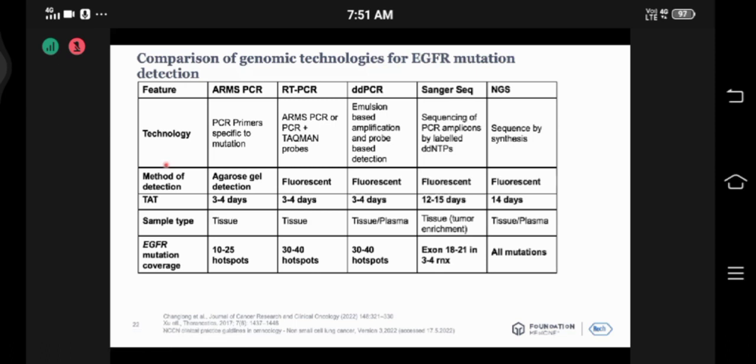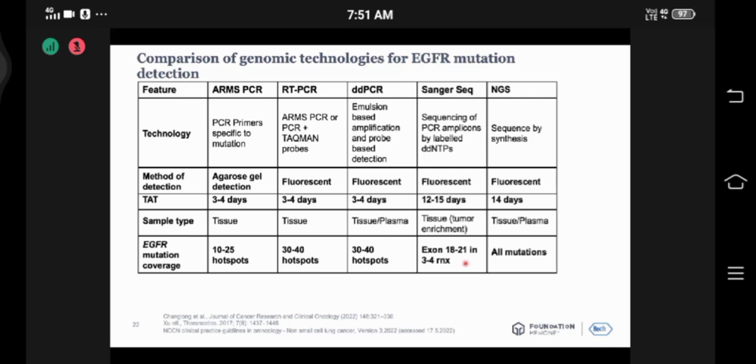Then you have ddPCR, which is an emulsion-based amplification and probe-based detection. Again, a quick test, 3 to 4 days turnaround time. But here, this is done on either tissue or plasma, and it covers around 30 to 40 hotspots. Then Sanger sequencing, or first generation sequencing, is sequencing of the PCR amplicons by labeled ddNTPs, where within a fortnight you get the result. Again, here you see exon 18 to 21, and some amount of extra depth is there with Sanger.